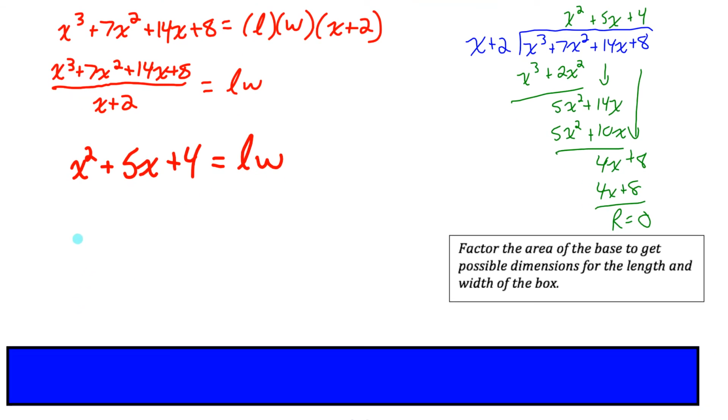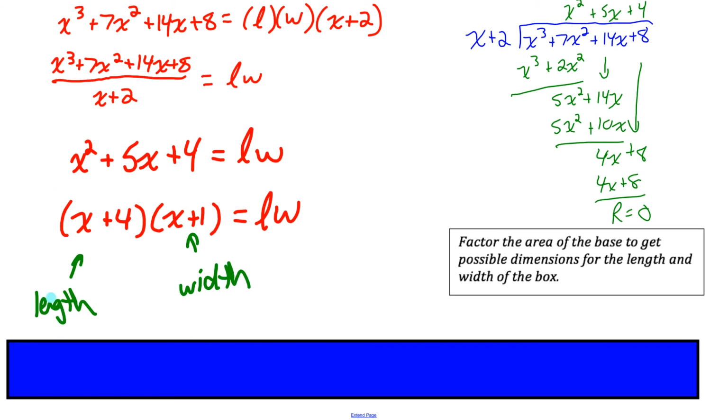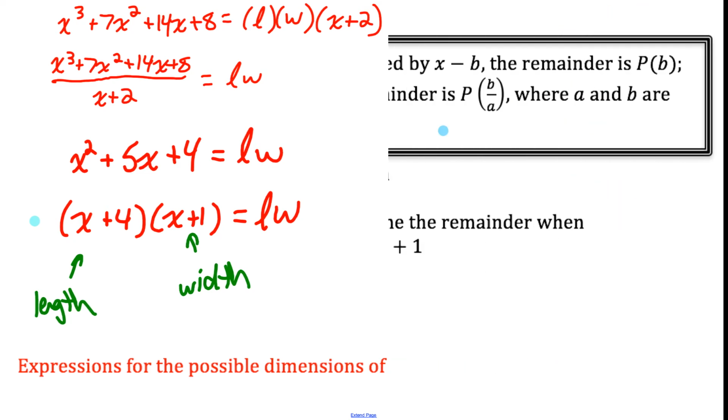And if I want an expression for the length and the width separately, let me factor this x squared plus 5x plus 4 by finding numbers that multiply to 4 and add to 5. That would be 4 and 1. So x plus 4 times x plus 1 is equal to length times width. The x plus 4, we could call that the length. And the x plus 1, we could call that the width. Or the other way around, depends on your perspective, doesn't matter. But the point is, we found expressions for the length and width. So the dimensions of the box would be x plus 4 by x plus 1 by x plus 2.